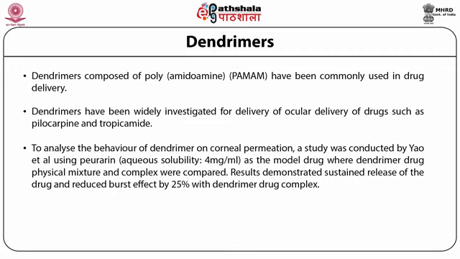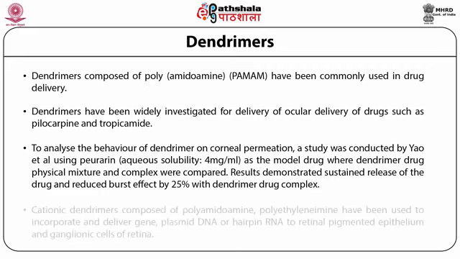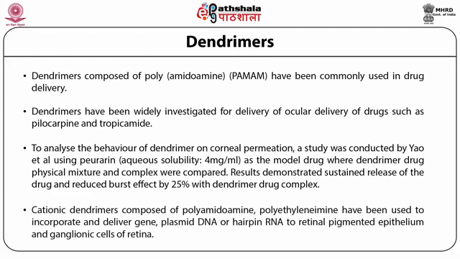The reason for higher permeability was attributed to the ability of dendrimer to incorporate into the lipidic bilayer of corneal epithelium, loosening the tight epithelial junctions, followed by release of drug from the dendrimer core and permeation through the epithelial intracellular space via paracellular route.